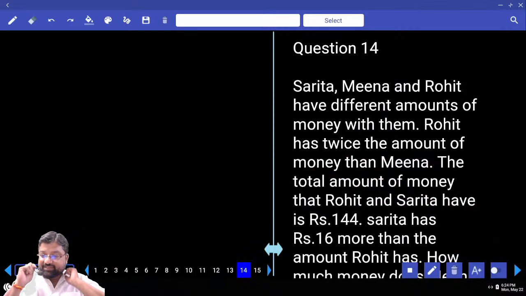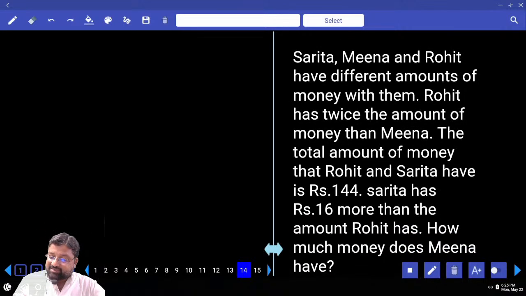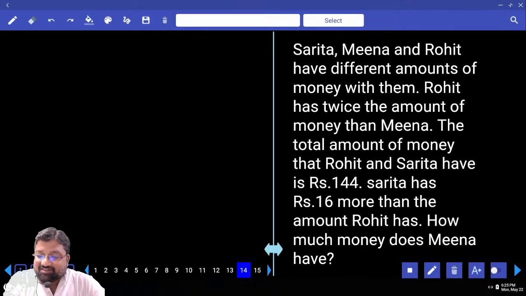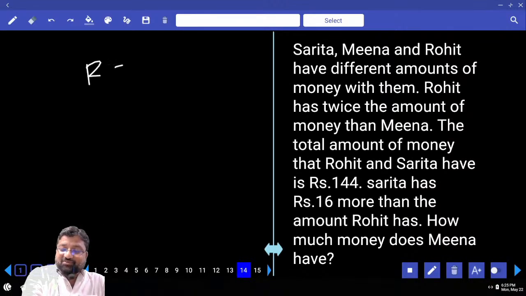Sarita, Meena and Rohit have different amounts of money with them. Rohit has twice the amount of money than Meena. One second, let me say it, but a question came. Rohit has twice the amount of Meena. That means 2M, right?